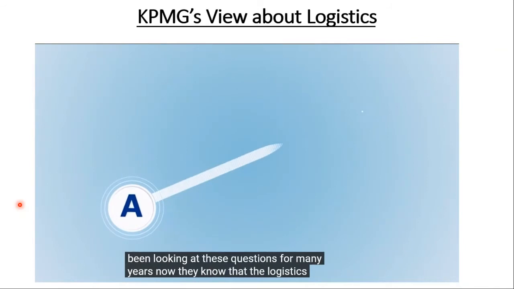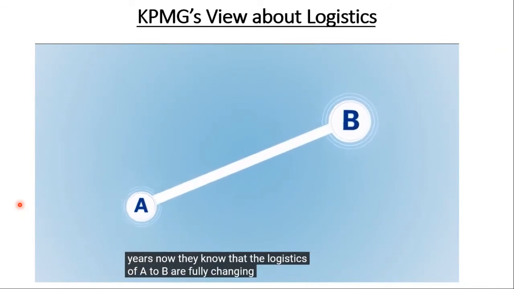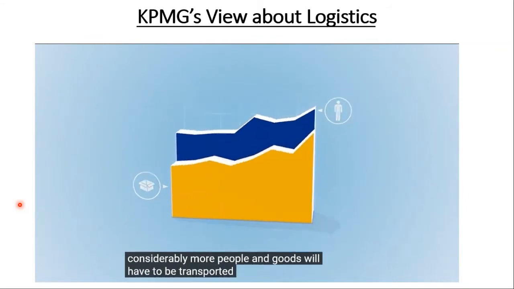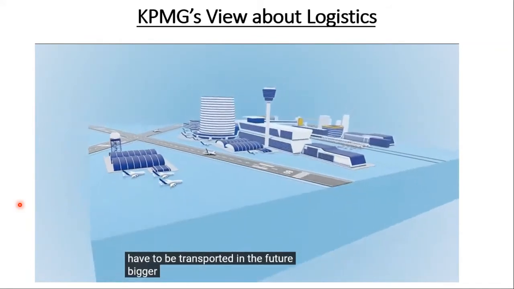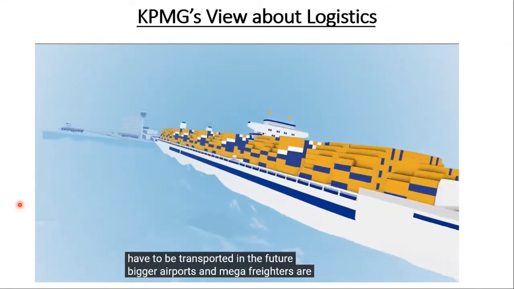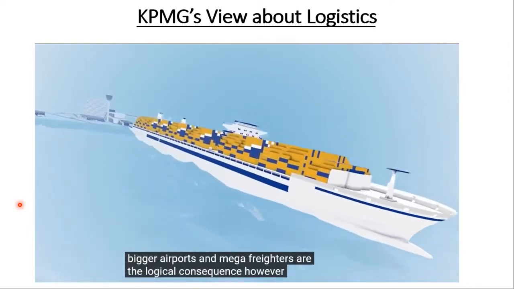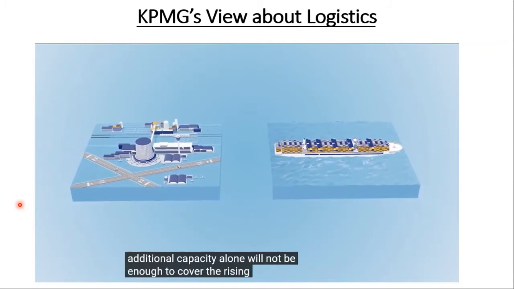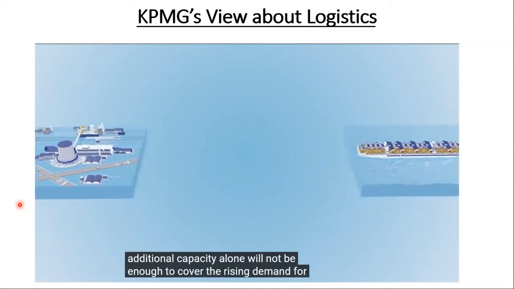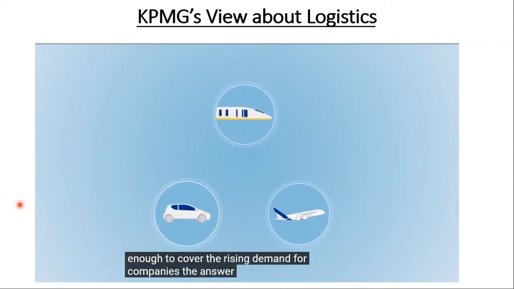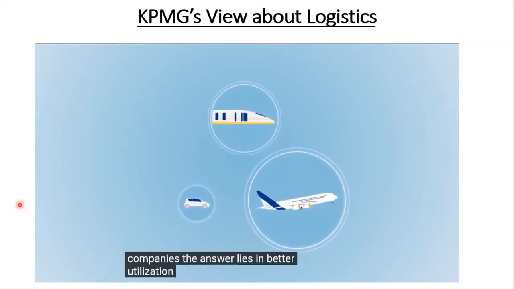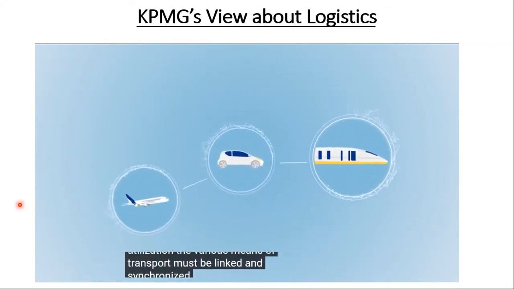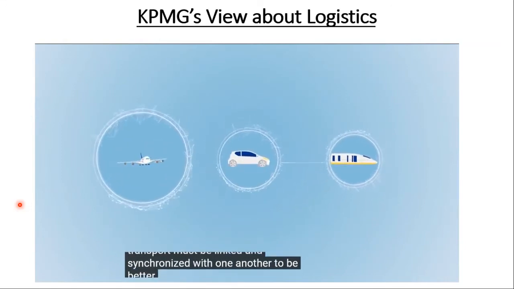They know that the logistics of A to B are fully changing. Considerably more people and goods will have to be transported in the future. Bigger airports and mega freighters are the logical consequence. However, additional capacity alone will not be enough to cover the rising demand. For companies, the answer lies in better utilization. The various means of transport must be linked and synchronized with one another to be better connected.